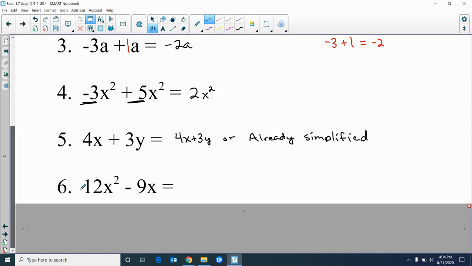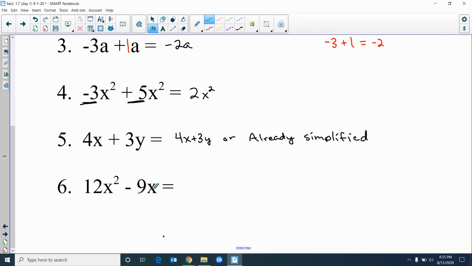And same thing here, 12x squared minus 9x. Now here's where you got to watch. We just added x squared and x squared. You can do that, but this one has an x squared and this one does not. These are not like terms. They cannot be combined. So you either write already simplified or negative 12x squared minus 9x.